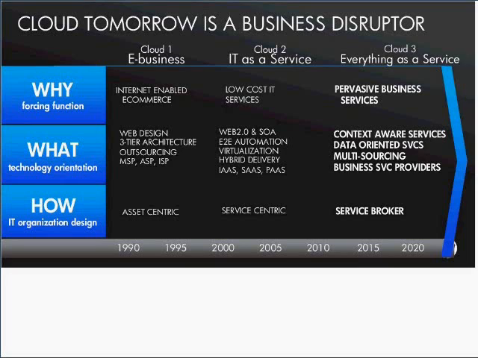You seem to be saying that services is the cloud. However, you can't have services without a cloud.